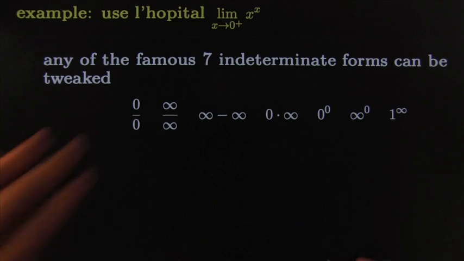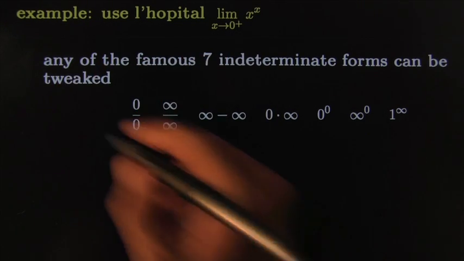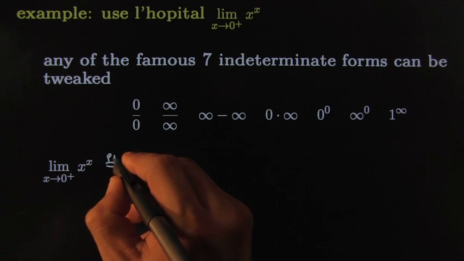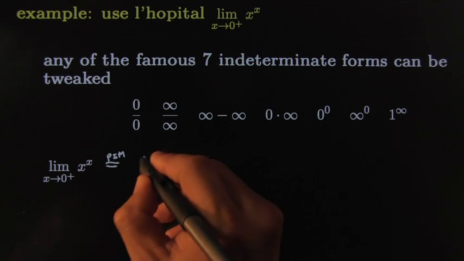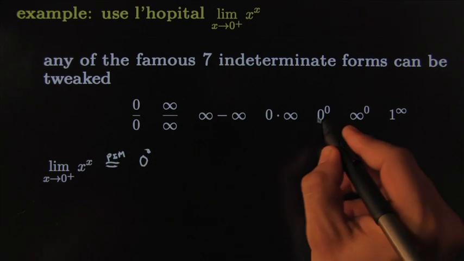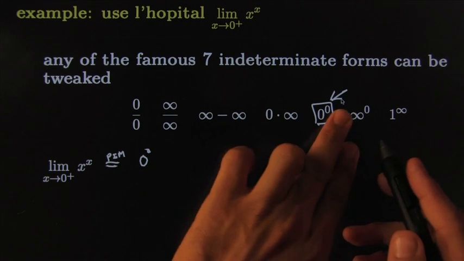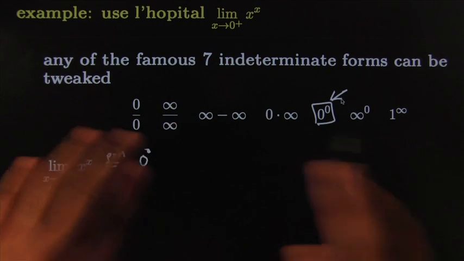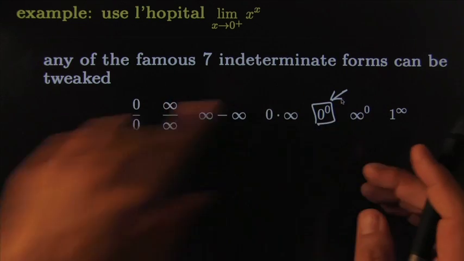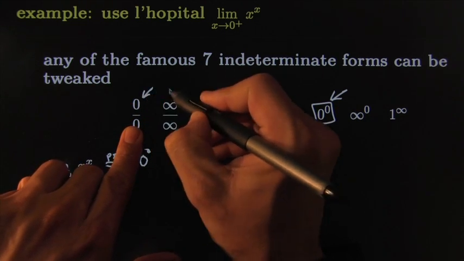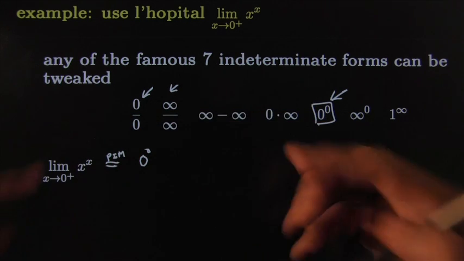Alright, another great example of L'Hopital's rule. In this case, we try our luck with a little creature like this. If you try the plug-in method, you would get 0 to the 0, which you can quickly identify as one of the famous 7 indeterminate forms. The promise was that we can always take any one of these and tweak it using our excellent algebra skills into one of the L'Hopital friendly ones. This is L'Hopital land right here.